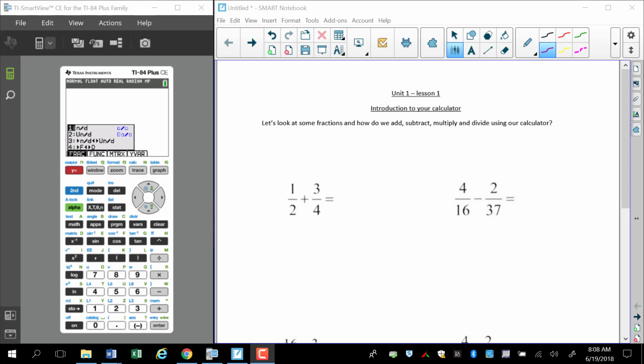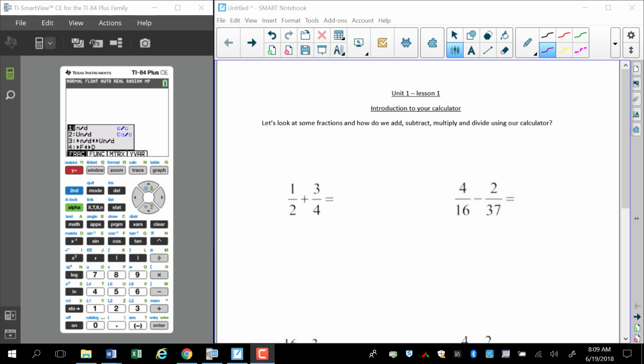Okay, and welcome to Unit 1, Lesson 1. We're going to just do some basic introductions to your calculator work, some basic fraction addition, subtraction, multiplication, and some exponent work, so we don't make these mistakes later on. You can use this to kind of help you later on and throughout the course.